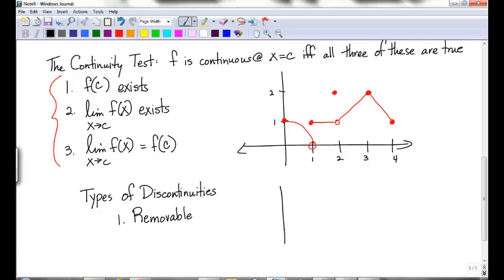Here's an example of what a removable discontinuity would look like. I'm just going to make one up. A removable discontinuity is an open circle, basically. And if I could figure out what ordered pair would fill that in, that's why they call it removable.